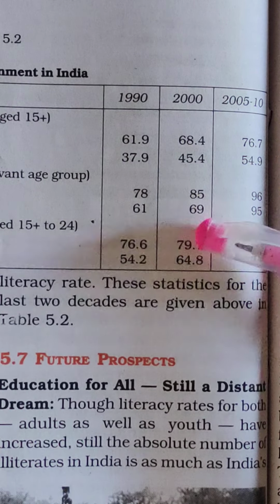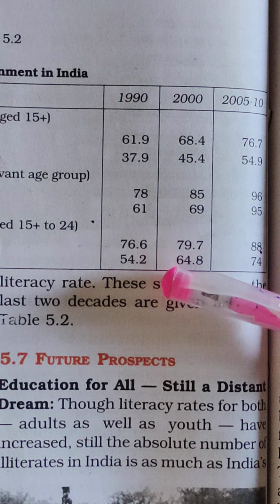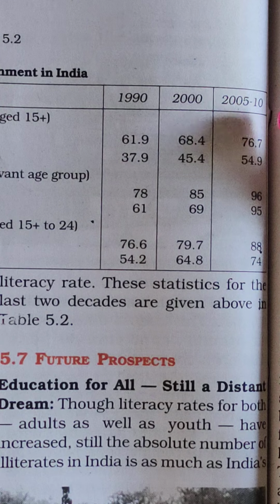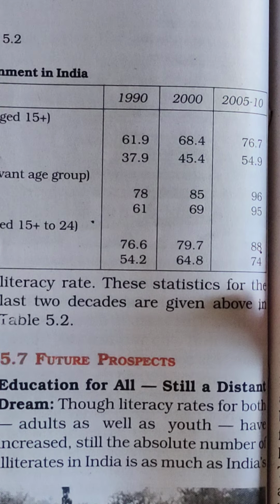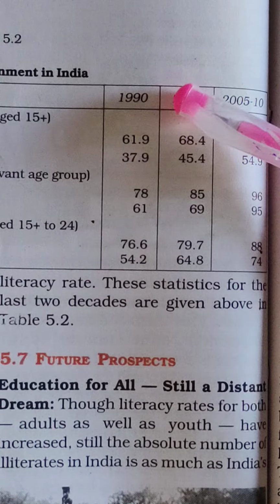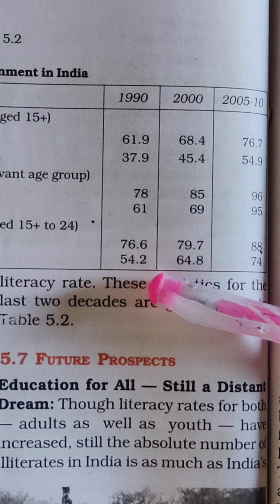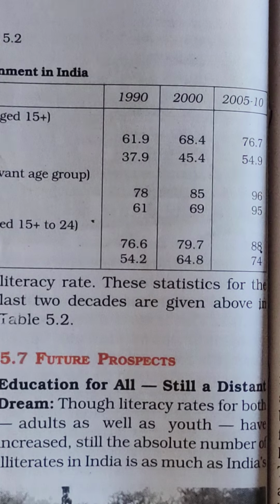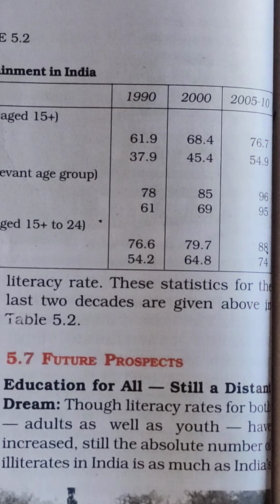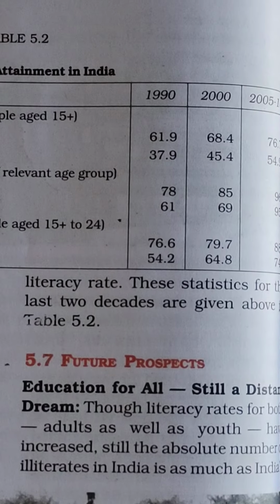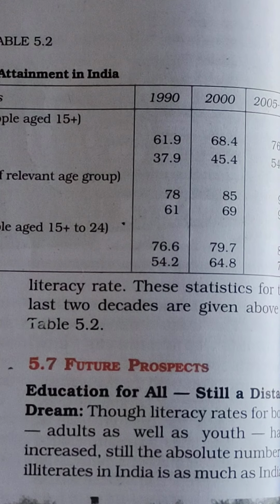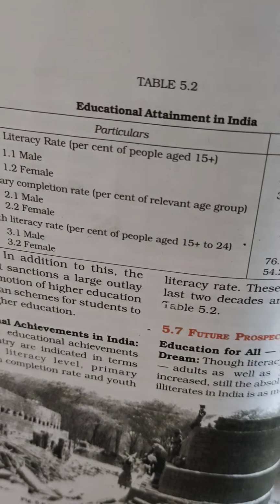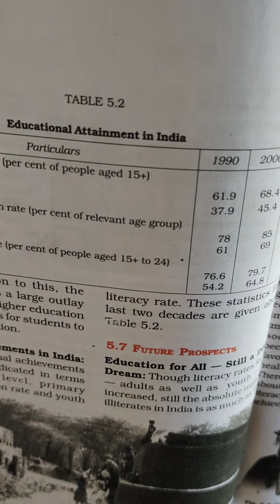Male 1990, we can see it's 76.6, 2000 is 79.7, and 2005-10 it is 88. Female 1990 it was 54.2 and it increased to 74% in 2005-2010. Still it's a distant goal, we haven't really achieved 100% in all of these. So make a note of this table and you will understand better.